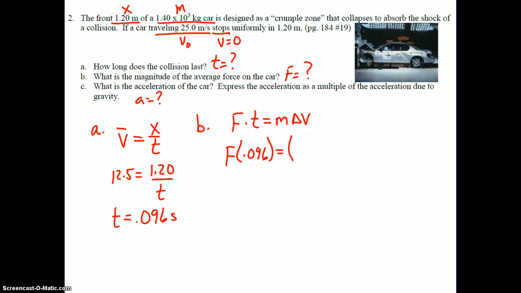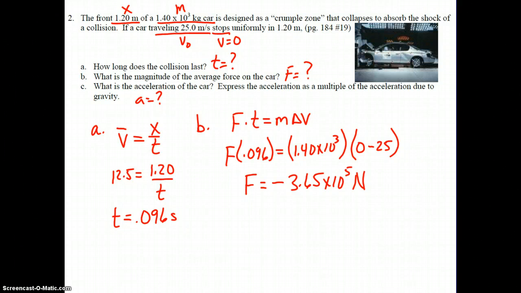F times 0.096, our time. Mass was 1.40 times 10 to the third kilograms, and our change in velocity, final minus initial, is 0 minus 25. We solve for F, and we get negative 3.65, need 3 digits there, 3.65 times 10 to the 5th newtons. All right, nice application of the impulse momentum theorem.